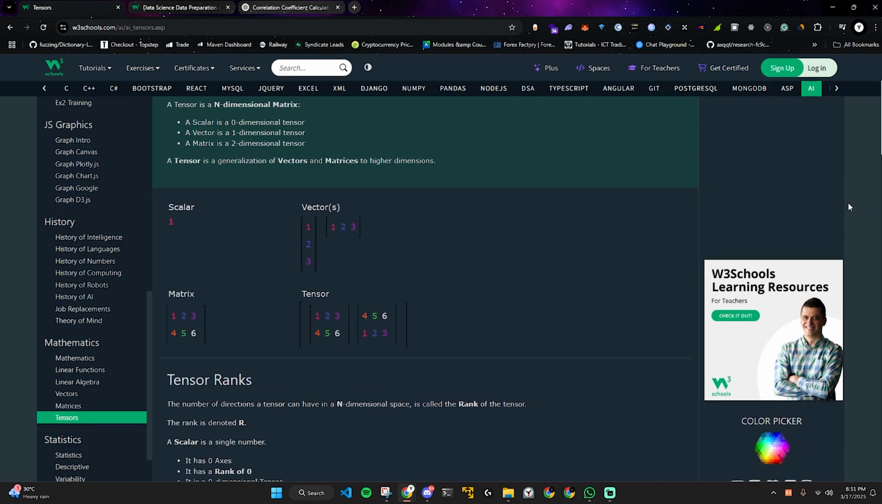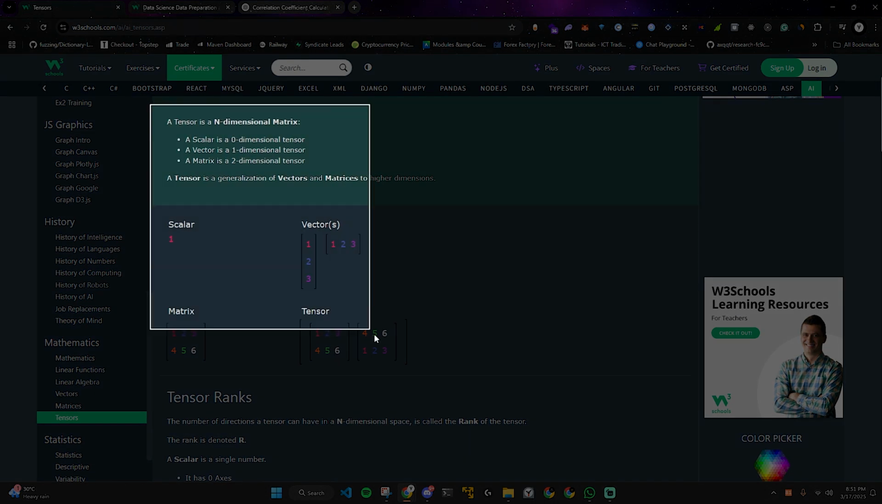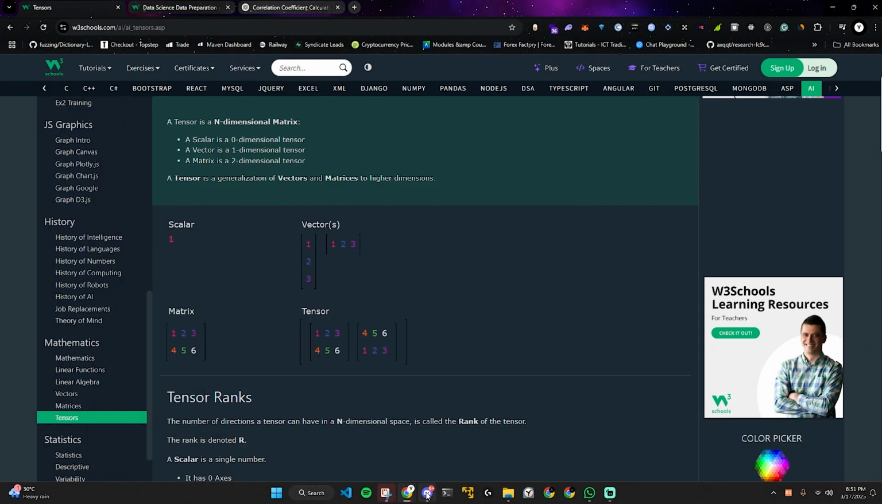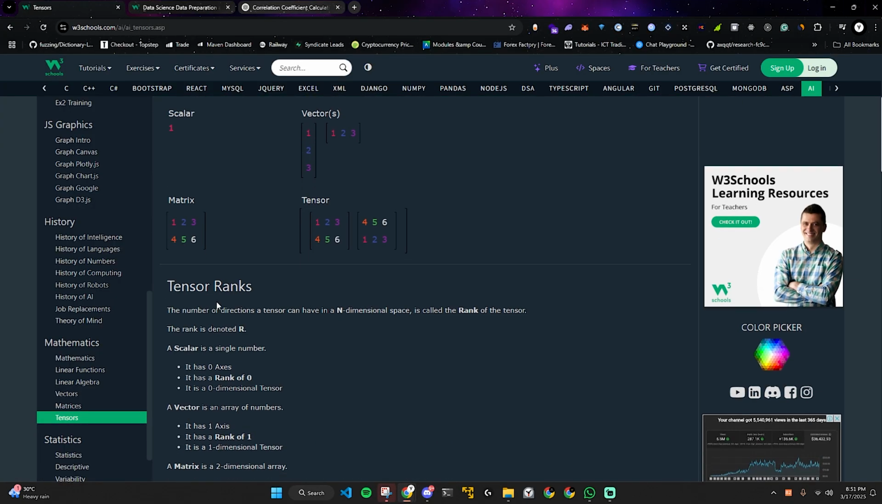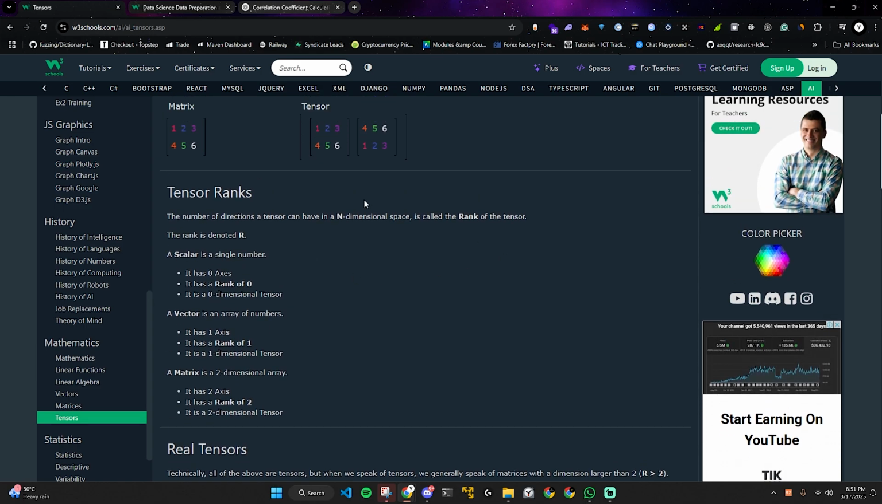So let me try grabbing a simple note right here, for example, ML. A tensor is an n-dimensional matrix, and we also have tensor ranks. And let me grab this real quick.